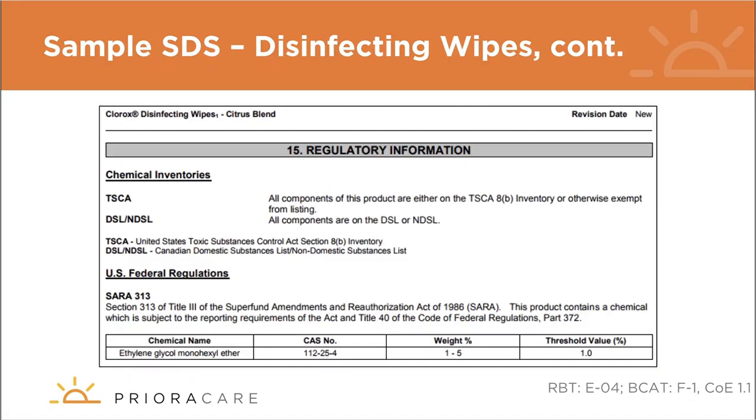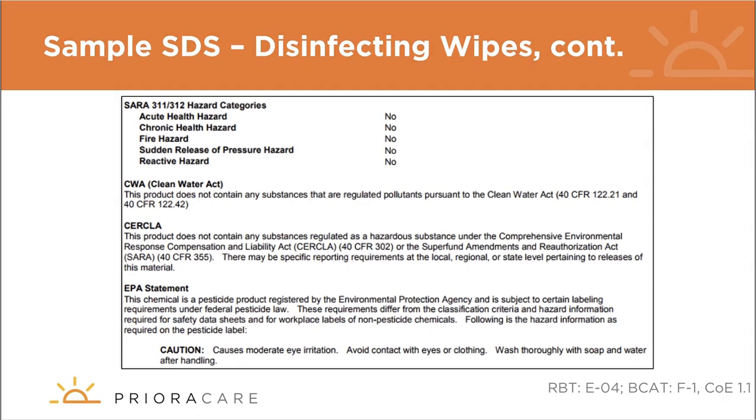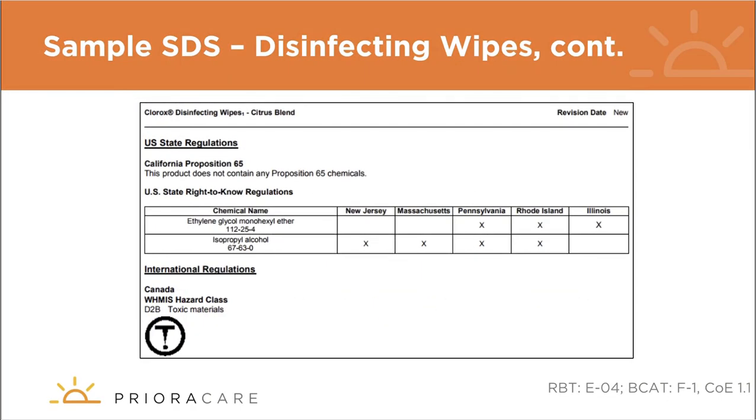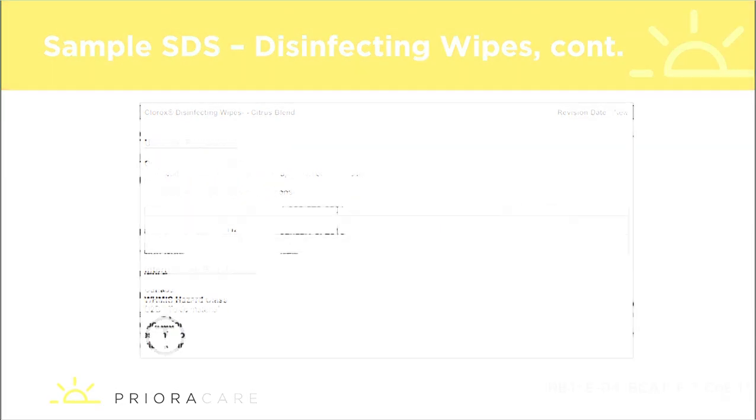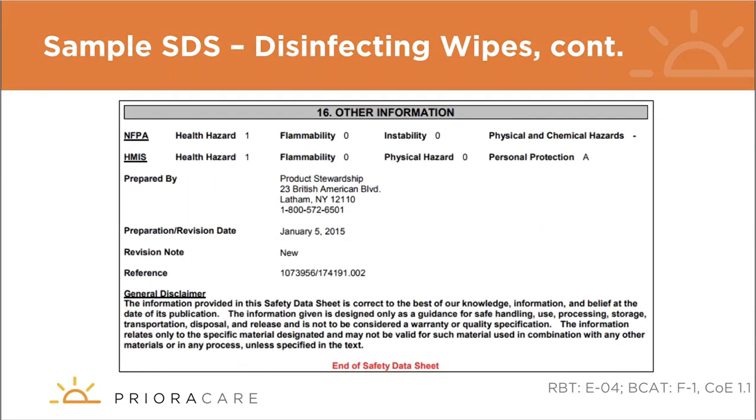Section 15 provides regulatory information, such as information from the Clean Water Act and the Environmental Protection Agency. It also lists information relevant to California Proposition 65, which is that these disinfecting wipes do not contain any of those chemicals. Finally, Section 16 lists other information, including the address and phone number of the company.